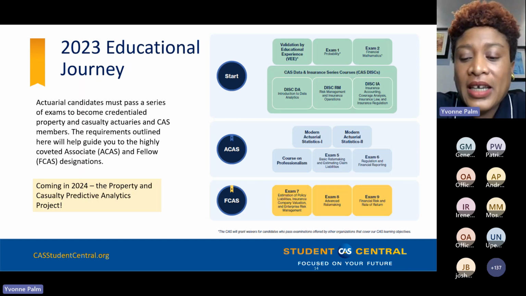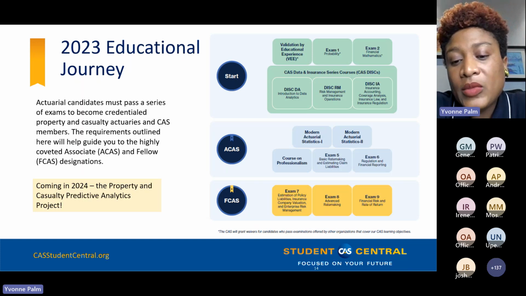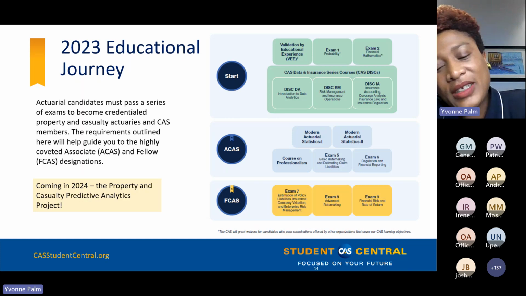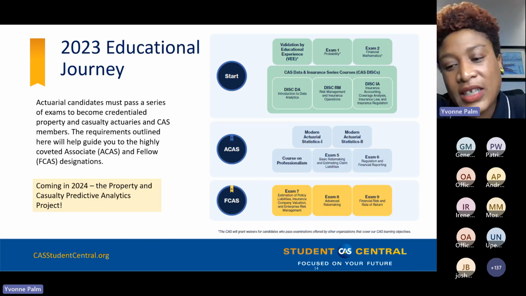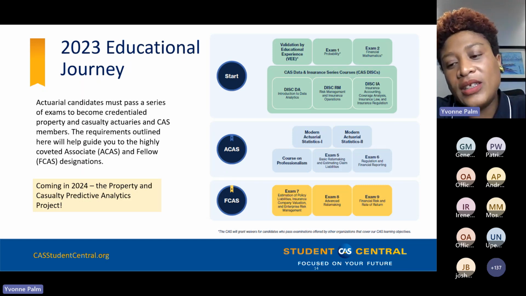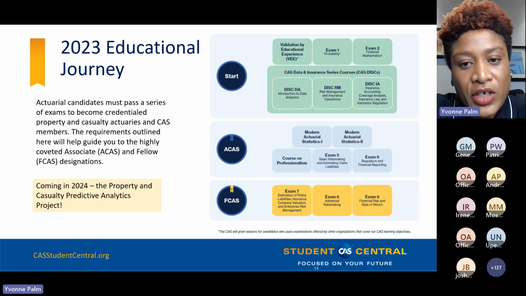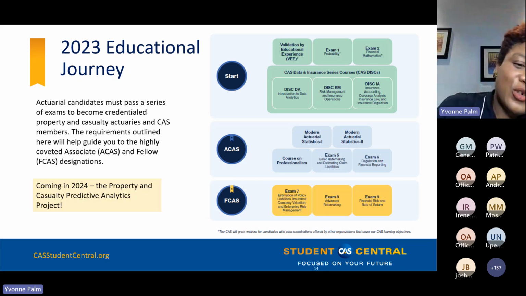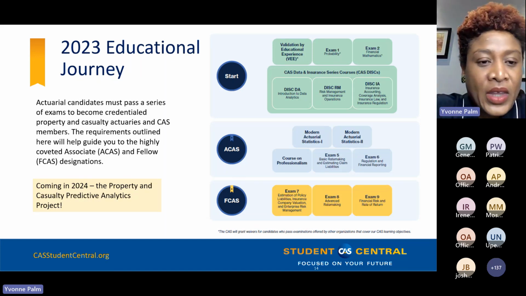And then we have our FCAS exams. So there are 3 exams. Basically, it's like an advanced pricing exam, an advanced reserving exam, and then an advanced reserving and risk management exam, and then an exam on financial risk and rate of return. So that's what you do to complete your actuarial journey.